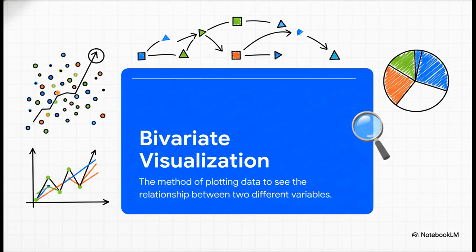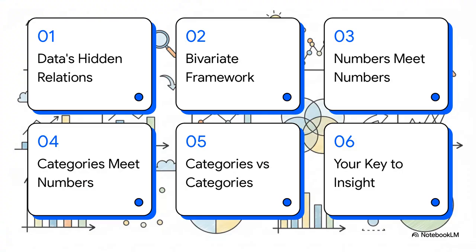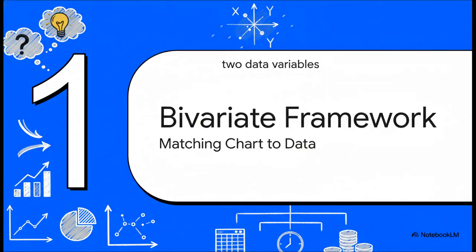This is how we stop looking at just single data points and start to see the bigger picture, spotting correlations, trends, and all the interesting outliers. All right, here's our game plan for today. We're going to start with that simple heart rate question, and then step by step, we'll build out a complete framework that'll let you handle pretty much any pair of variables you come across. Okay, let's jump right in.